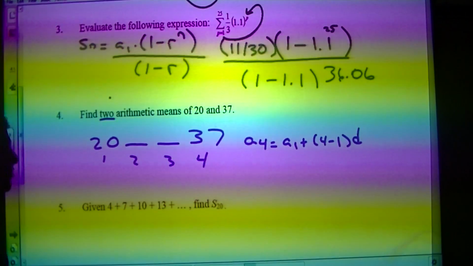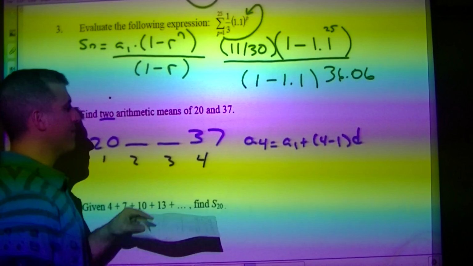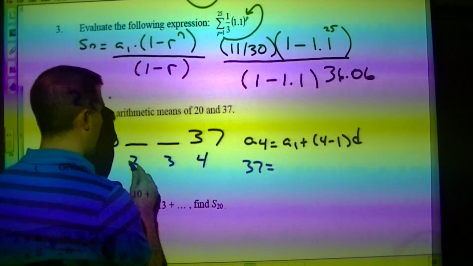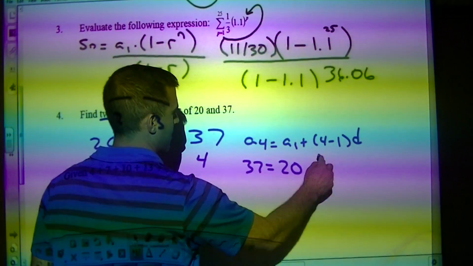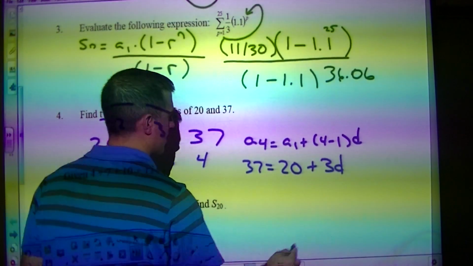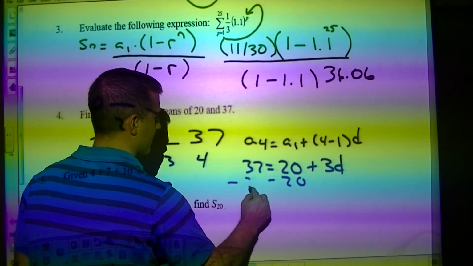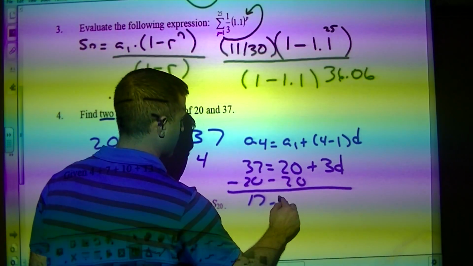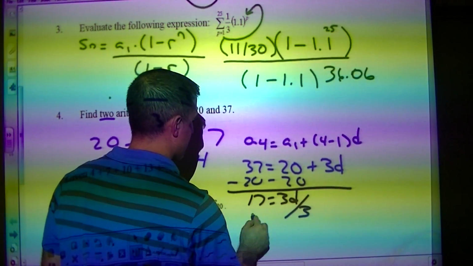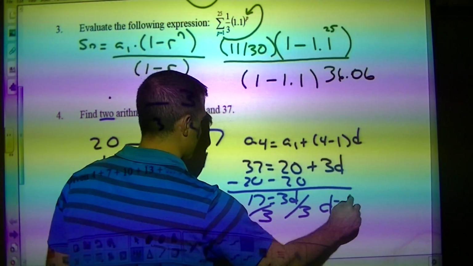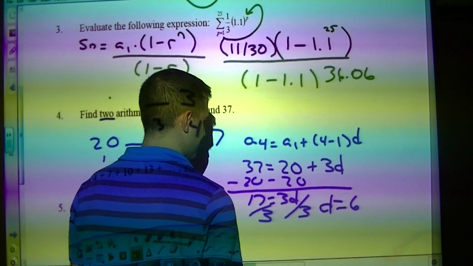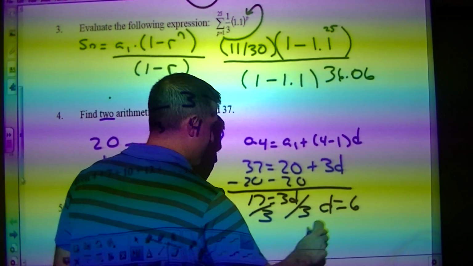Now I know some of these already. I know the 4th term. I know the 1st term. I know 4 minus 1 is 3. So when I subtract that, that's going to be 17 equals 3D. If I divide by 3, I'm going to get my difference is about 6 1/3. No, I'm sorry, 5 2/3.